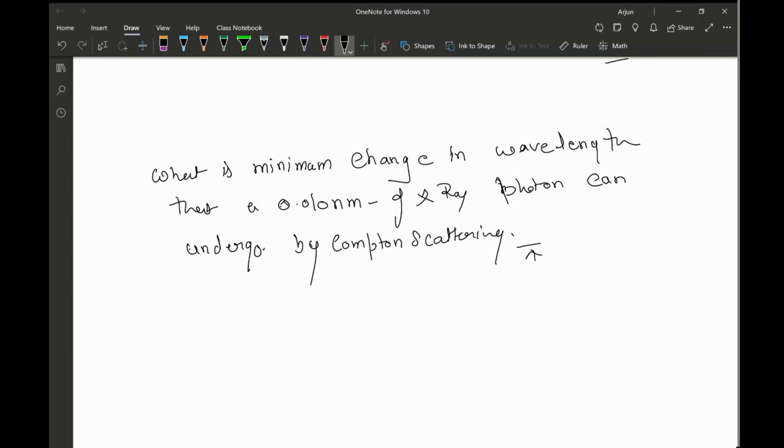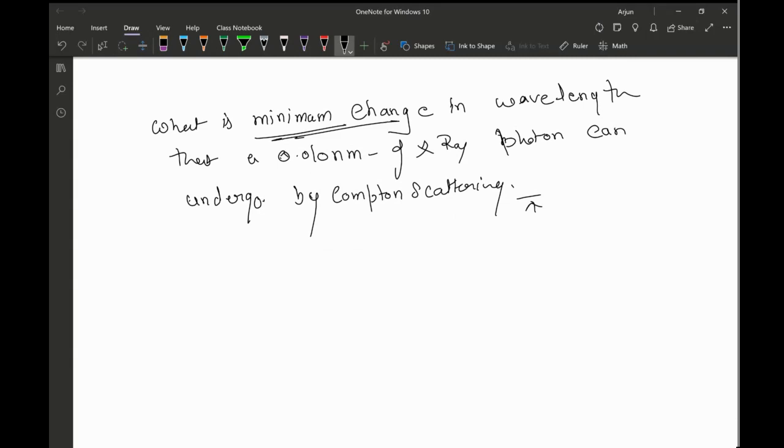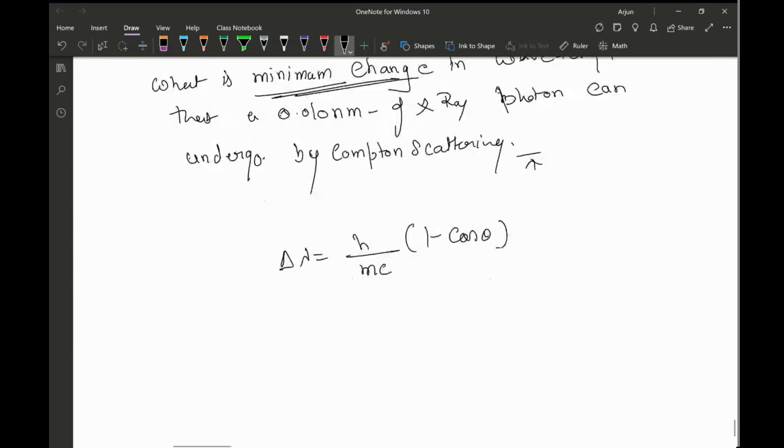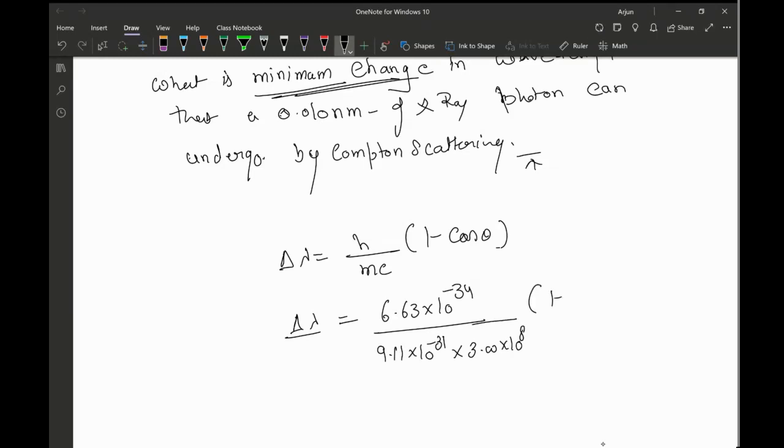Obviously this is with an electron, meaning once it strikes the electron. So what we're trying to find is the minimum change. The change is delta lambda, which will be equal to h upon mc times 1 minus cos theta. That is how we can calculate the change. Delta lambda equals 6.63 times 10 raised to power negative 34, over the mass value, 9.11 times 10 raised to power negative 31, which is the mass of the electron, multiplied by 3.00 times 10 raised to the power 8, and 1 minus cos.